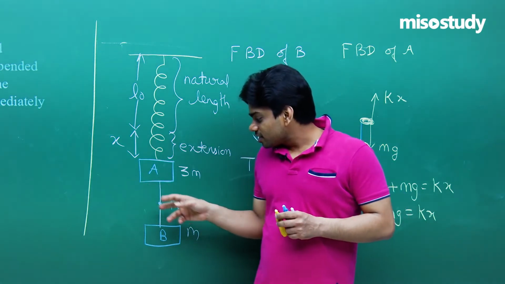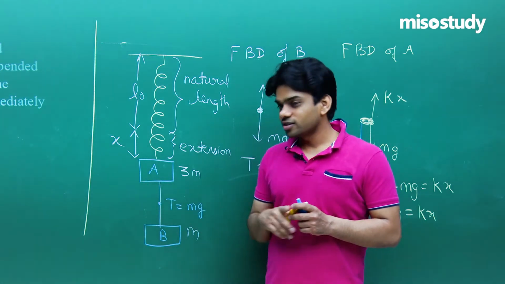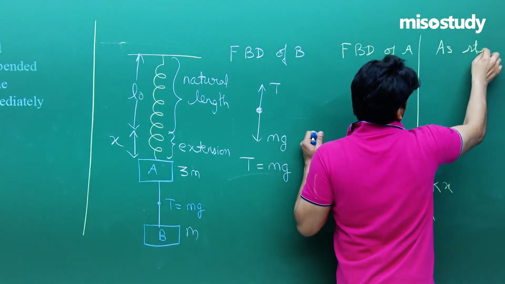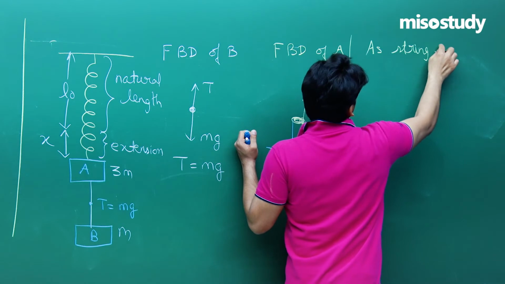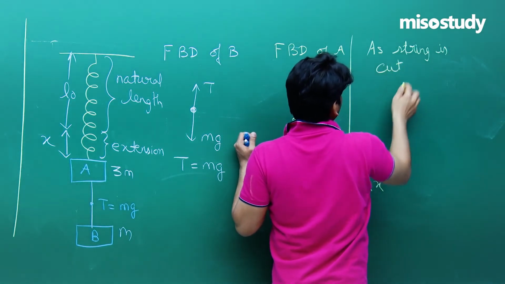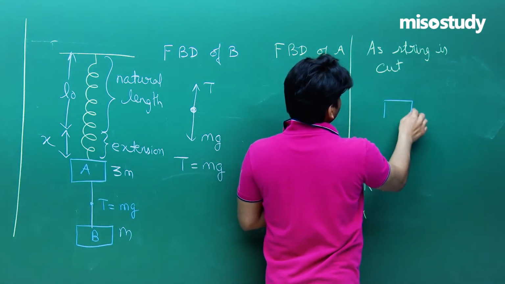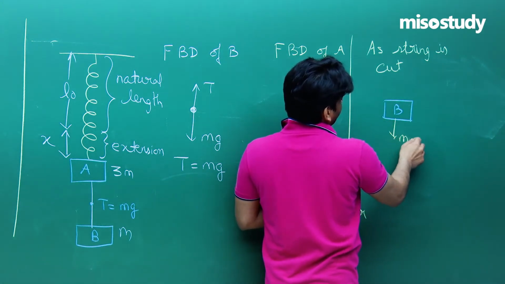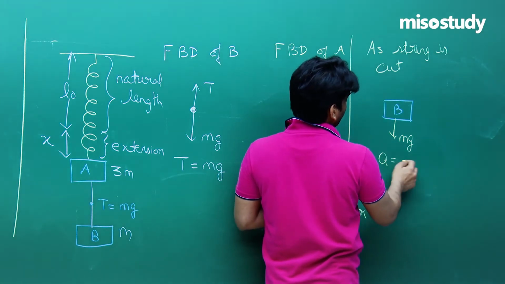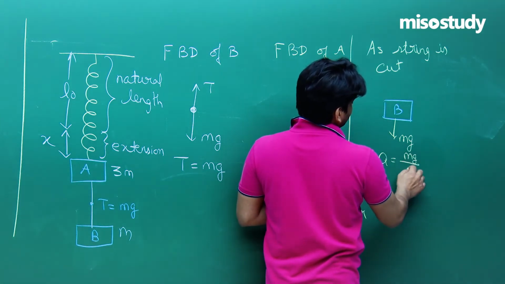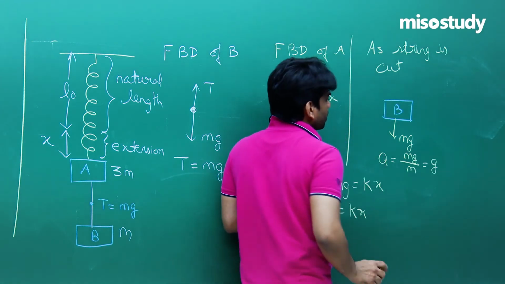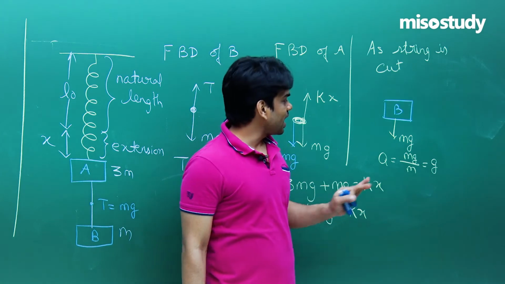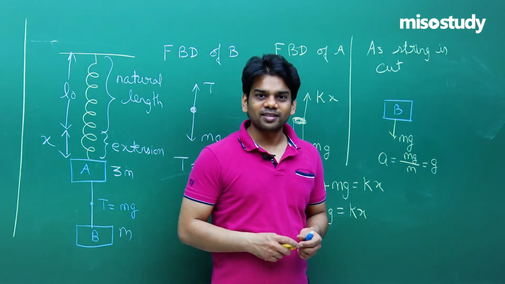Now the string is cut. As we cut the string, see what is happening. Block B will come down, and the only force acting on it will be mg. So the acceleration of block B will be force mg divided by its mass, which is equal to g. So B will descend with an acceleration equal to the acceleration due to gravity, that is g.